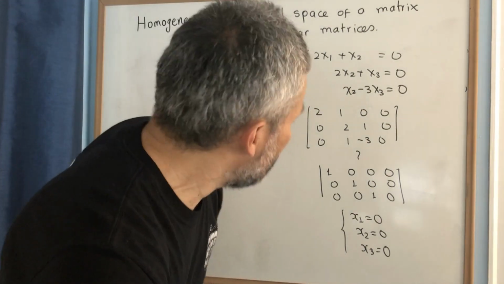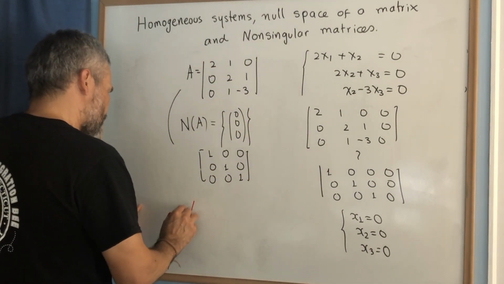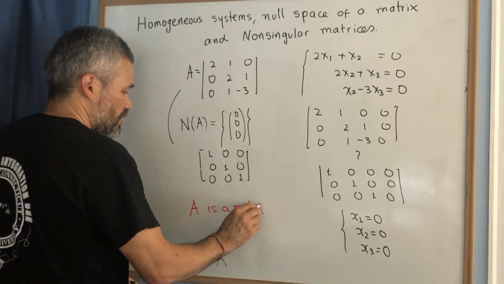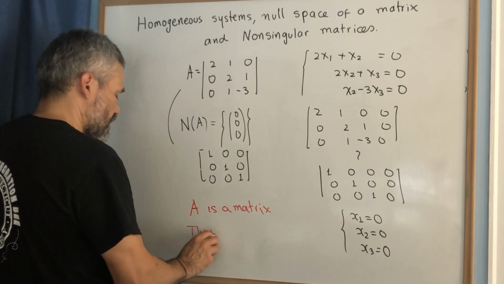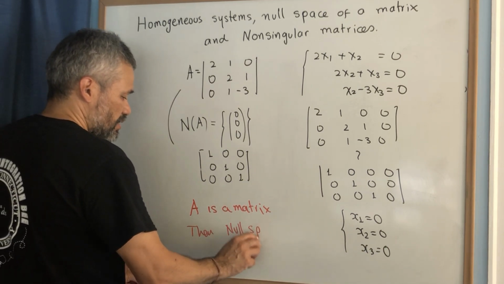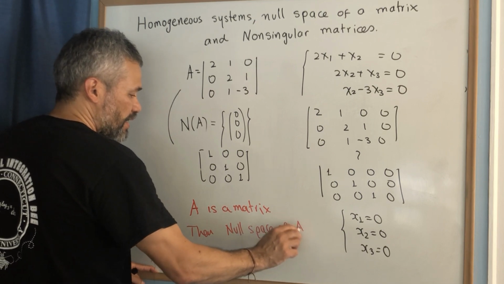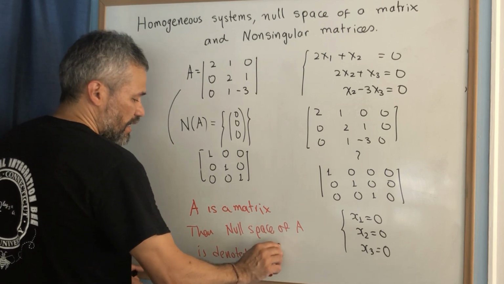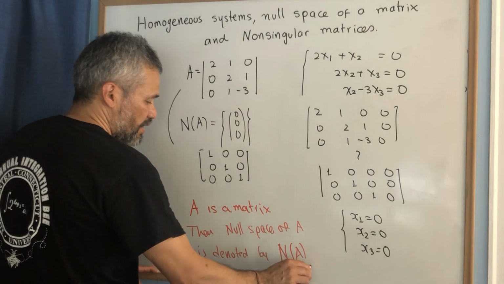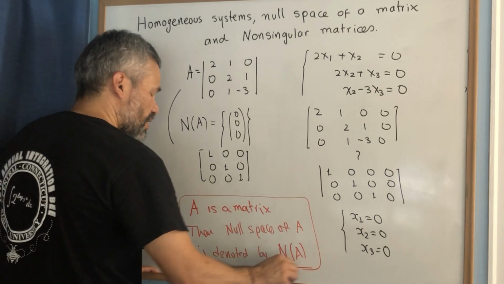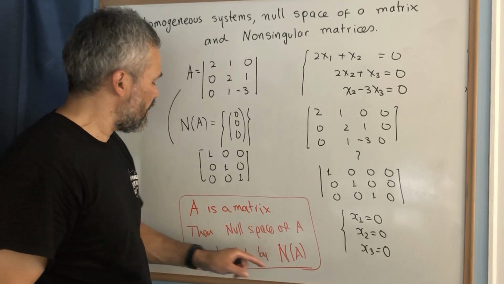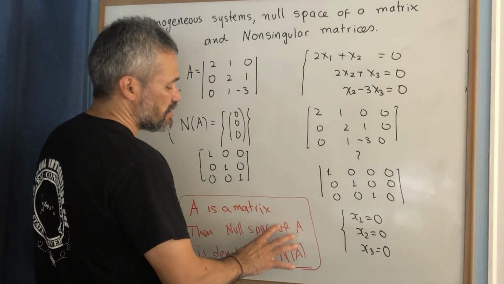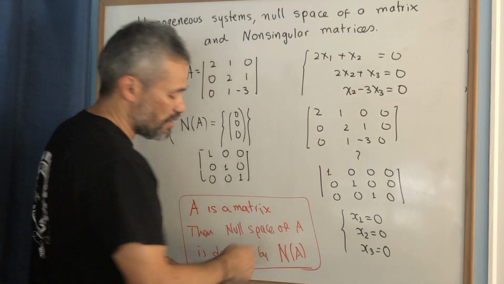I forgot to mention, this is an important thing that maybe I need to emphasize. If this is a matrix, then the null space of A is denoted by N of A. This is going to be an important notation. N of A is just the null space of A, which is the solution of the homogeneous system of equations that you can produce using the matrix A.